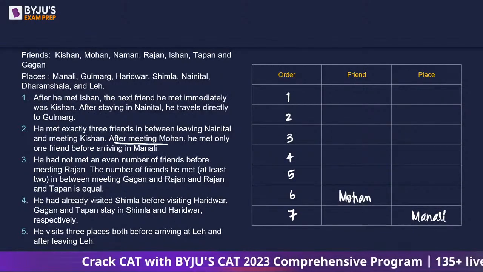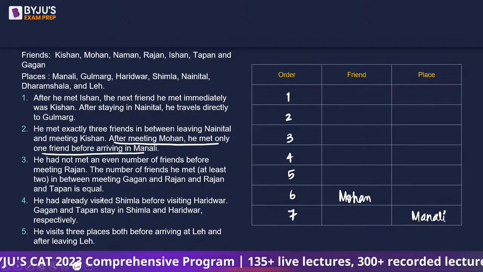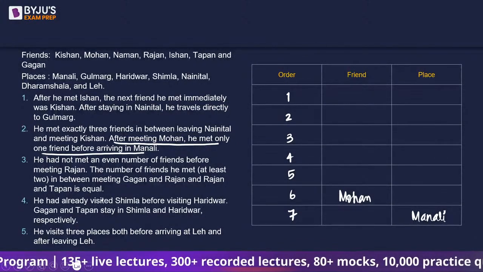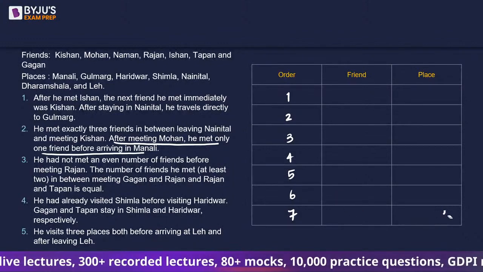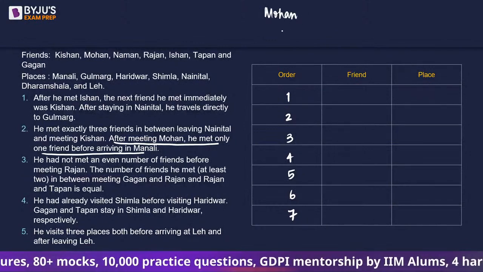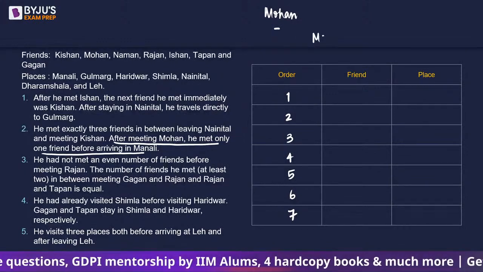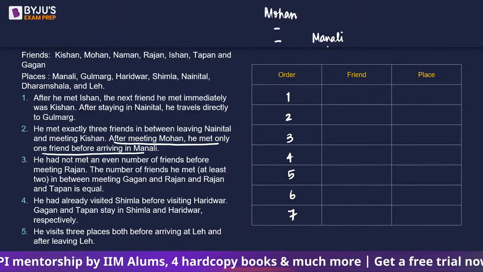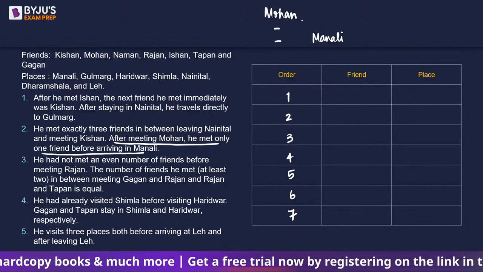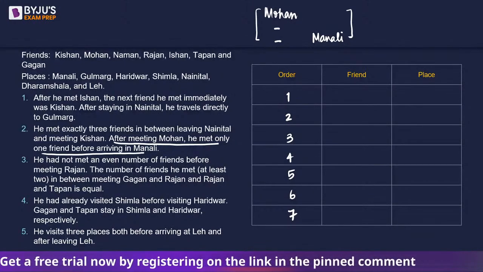So we are done with this statement. Hold on. He met only 1 friend. Acha, nahi, it's not necessary it's going to be the end. Because it says after meeting Mohan. So whenever he met Mohan, he met only 1 friend, right? Before arriving in Manali, that would mean that the 3rd visit was Manali. So after meeting Mohan and before visiting Manali, he met only 1 friend. So this is definitely Mohan is not at 6th, right?